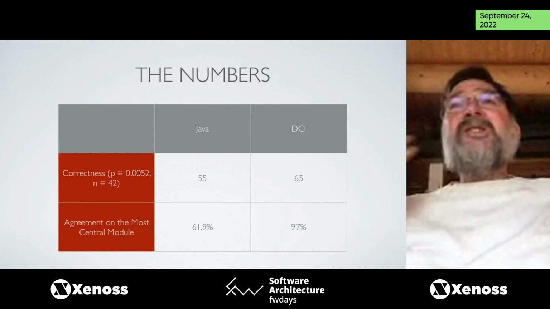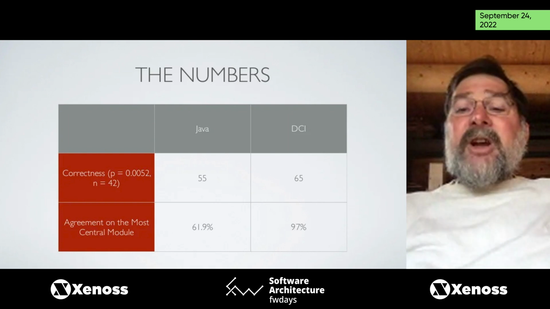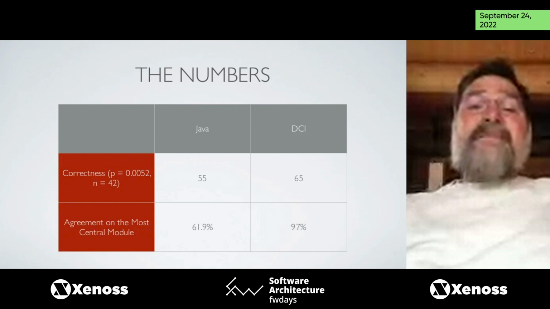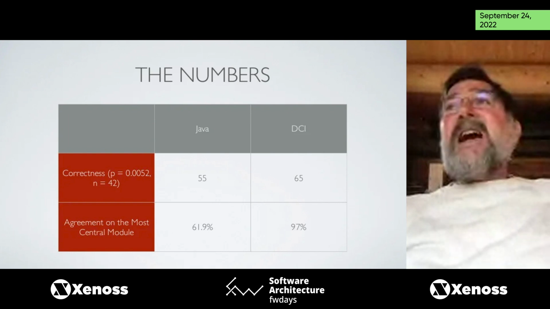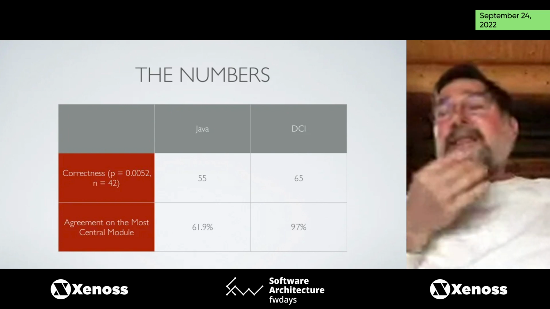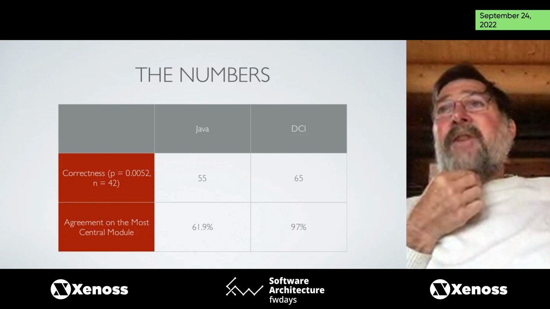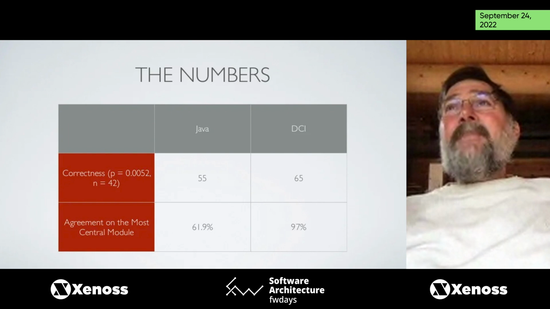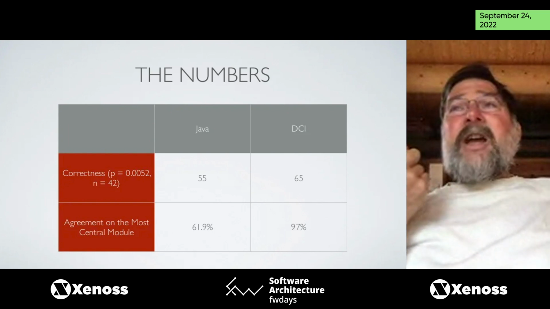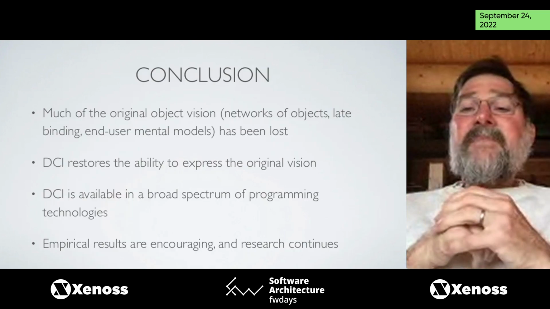Where's the focus? What is the oracle of what the system should be doing? Do you have agreement on the most important central module? And in Java, this is true less than 2/3 of the time. In DCI, it's true almost 100% of the time. So there's this notion of having focus and understanding where I need to go to solve a problem, and of reducing the overhead of context, which is extremely costly.